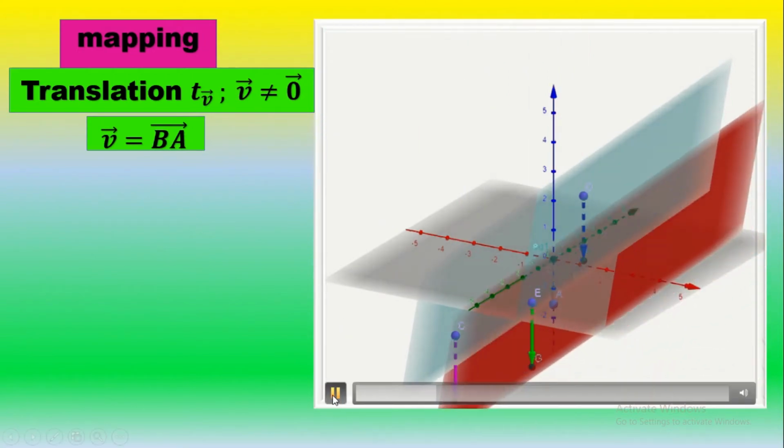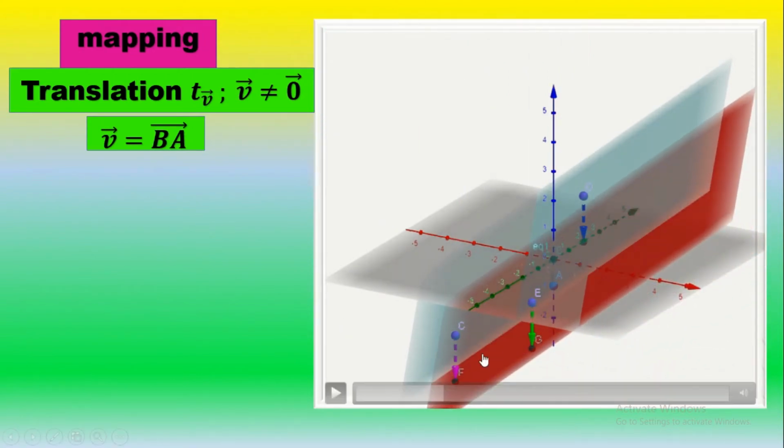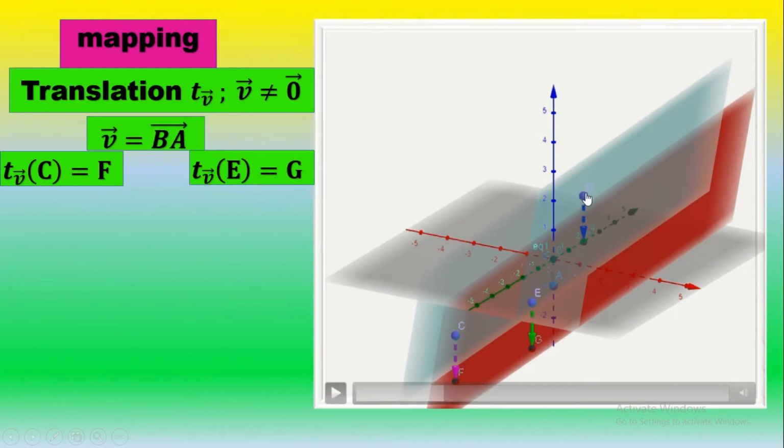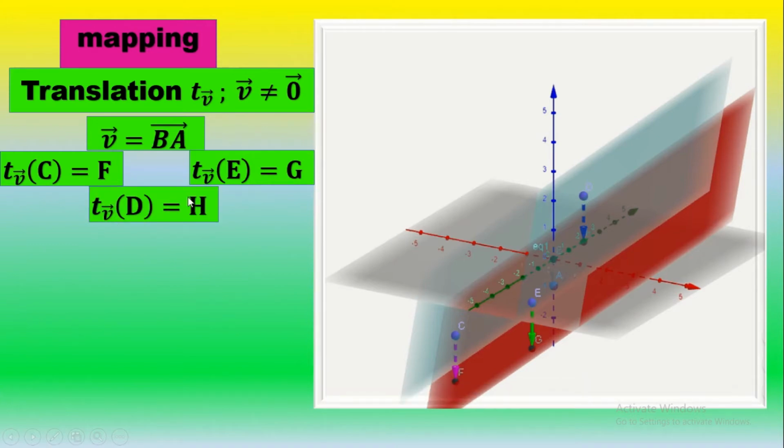If you note something, here the point C is translated towards the point F. We can say that the translation vector of C gives us the image F. So the image of C under the translation by translation vector V is F. Also, the image of E under this translation is the point G. So we can say that TV of E equals G. The same here, the image of D gave us the point H. So we can say that TV of D equals H.